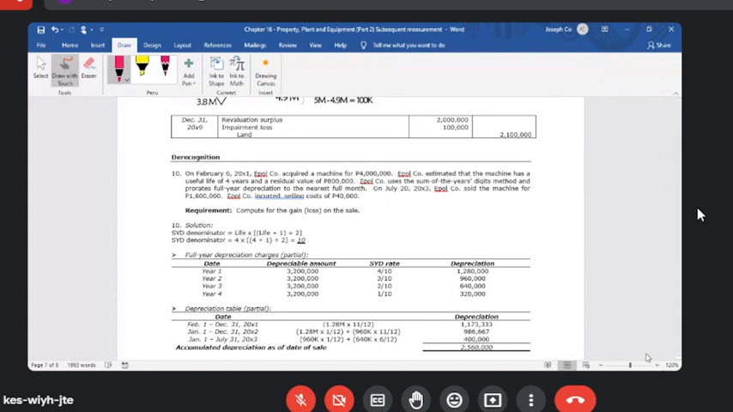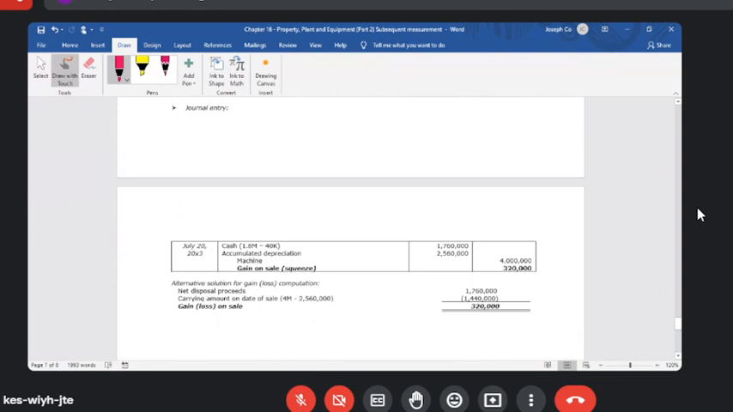Okay, 1, 2, 3, 4, 5. Okay. Next, borrowing cost tayo, no? Hindi lang chapter pa, no?